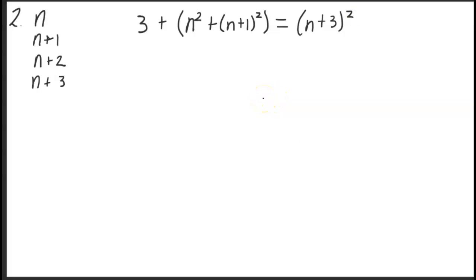Okay, so before we can factor, we need to expand. In other words, I want to write this here as 3 plus n squared plus, now n plus 1 squared is n plus 1 times n plus 1. Right, so n times n is n squared. Insides, 1 times n is 1n. N times 1 is 1n, so it's going to be plus 2n. And then 1 times 1 is 1, plus 1.